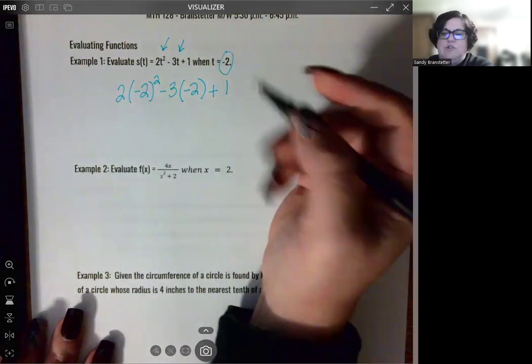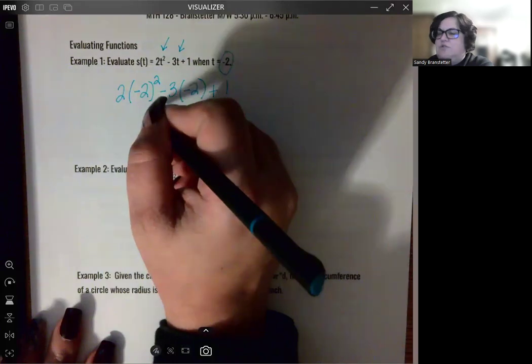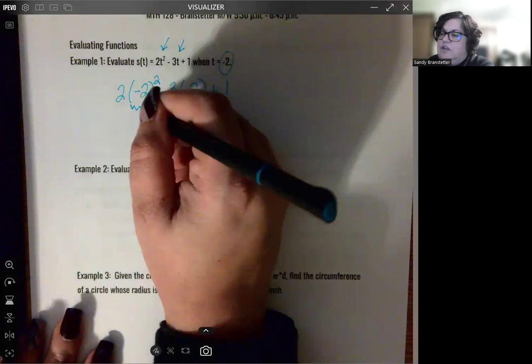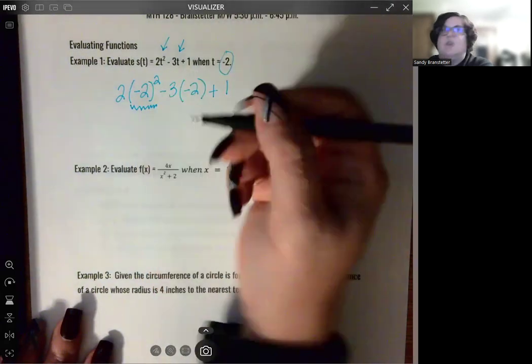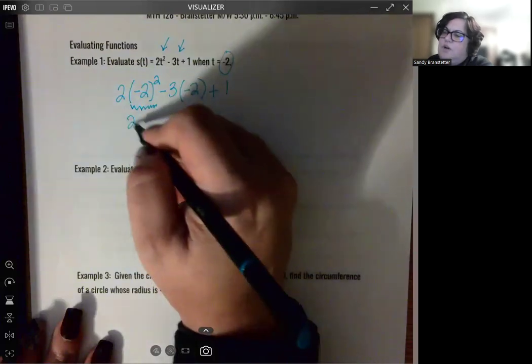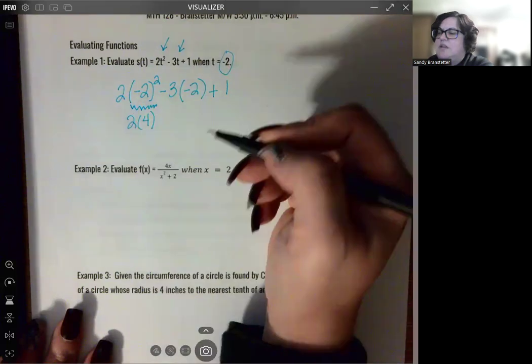Order of operations, pay attention to the order as you are doing it. Don't just type it all in your calculator. Some calculators can handle it, others cannot. So I'm going to start with this power. -2 squared is 4. -2 squared means -2 times -2.